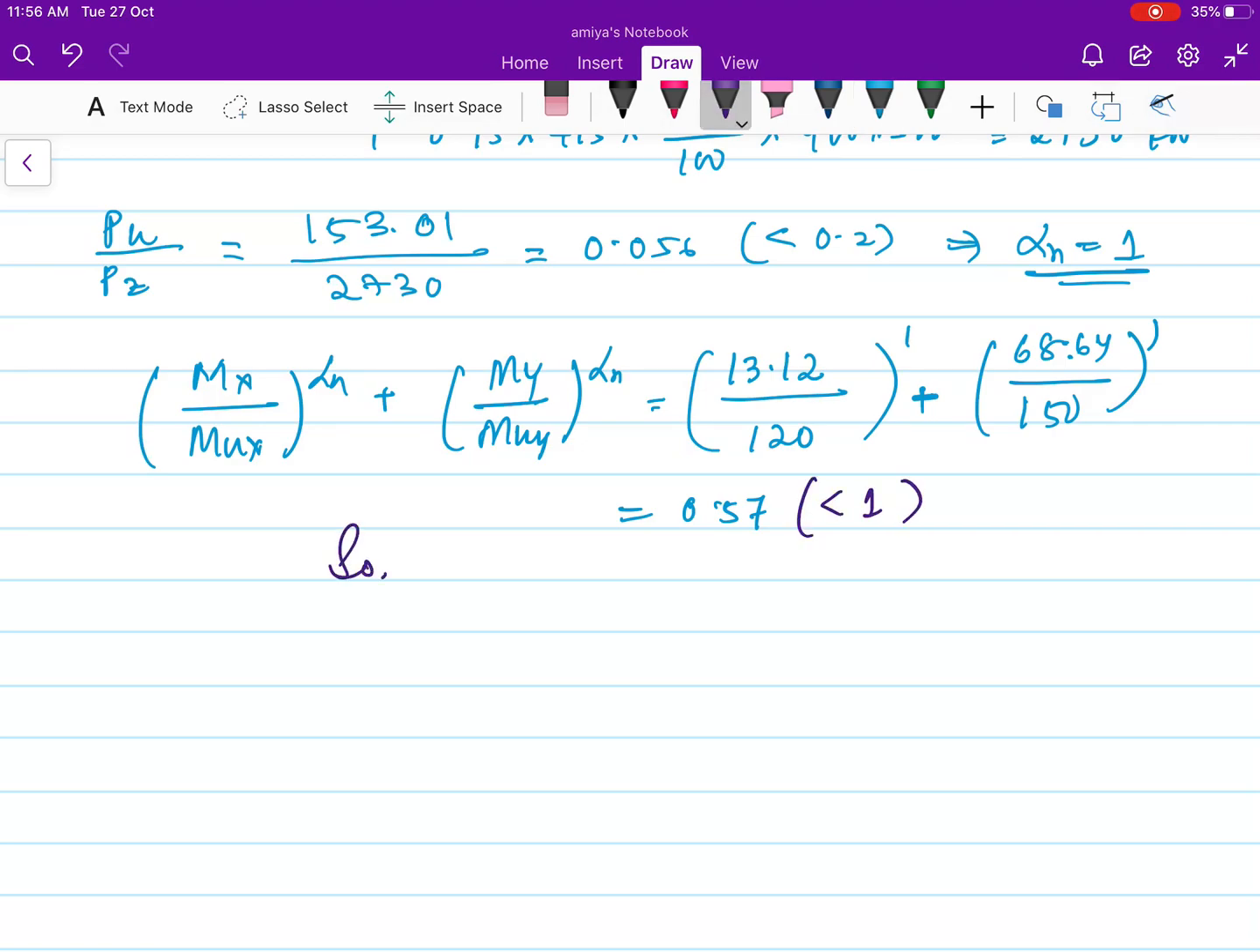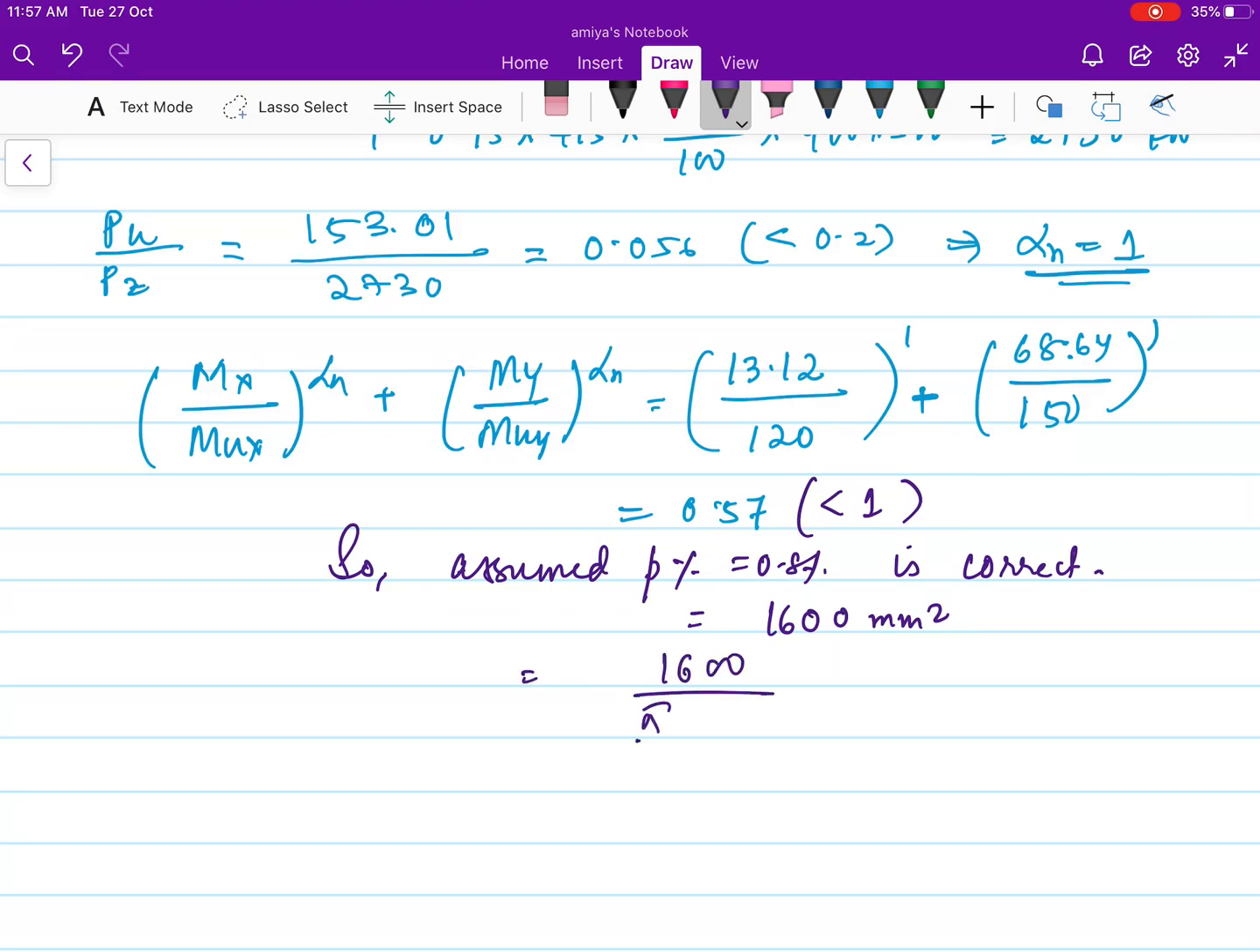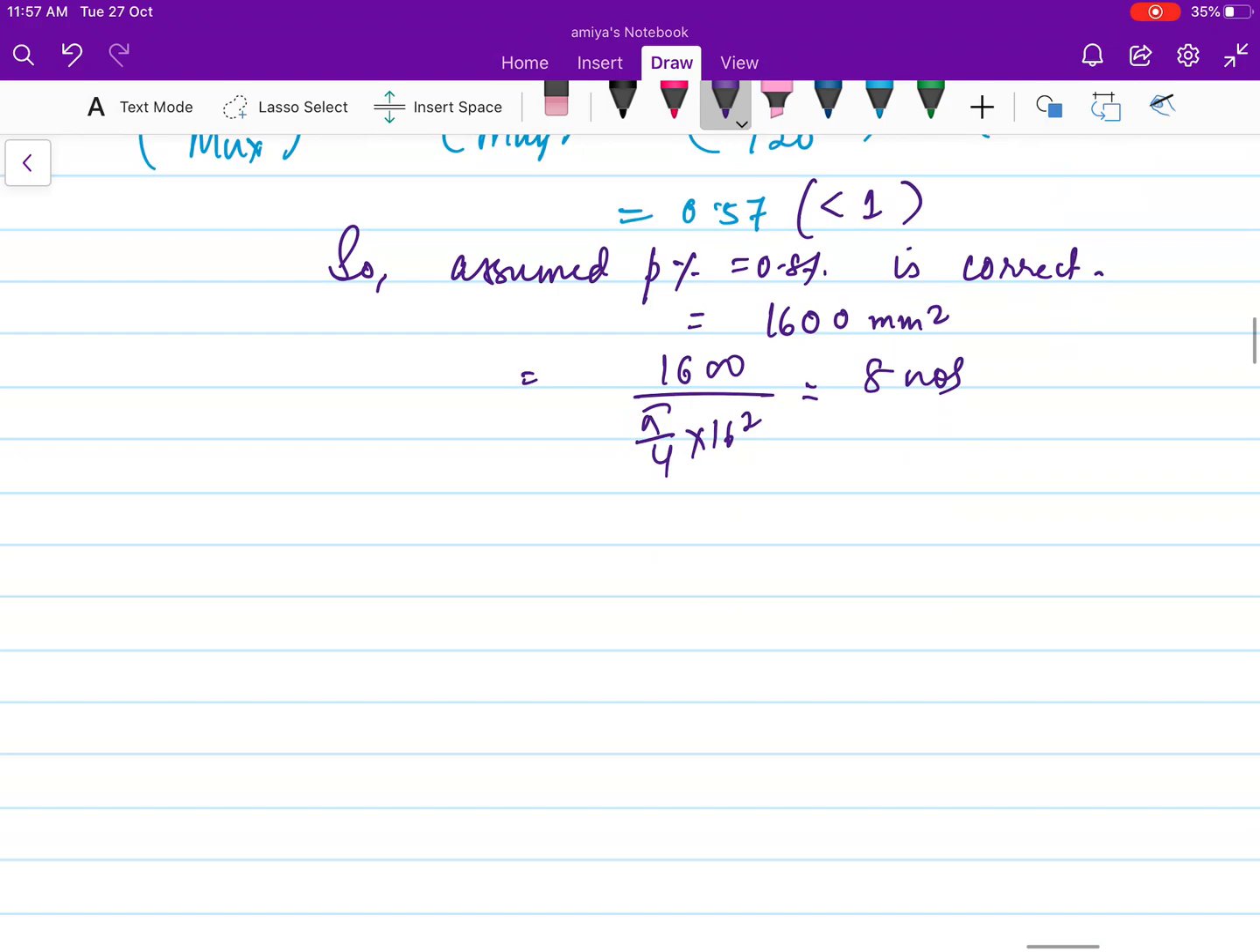So your assumed reinforcement percentage, which is 0.8%, is correct, is okay. So you don't have to do a redesign. So 0.8% means 1600 mm square of steel you have to provide, which is equal to 1600 by, so we have assumed 16 dia bar, so 8 numbers of bars we are going to provide. Okay, 8 numbers, 16 dia bar.